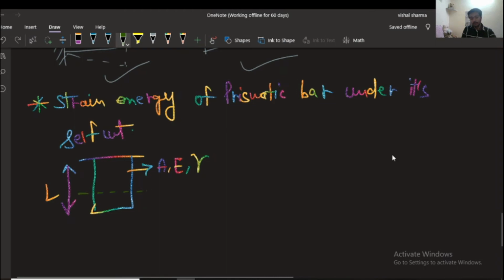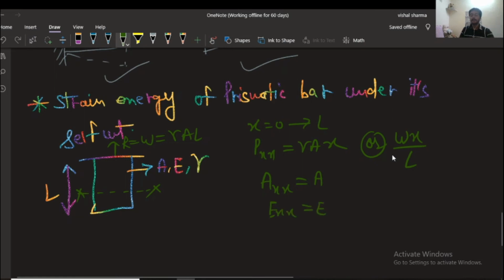Here I am taking the cross section. Due to the self weight, the reaction will be R equals W equals gamma AL. So at x from 0 to L, the load at the section xx is given by gamma Ax, or we can say Wx by L. And the area at the section xx will be A, because it is a uniform prismatic bar, and E at xx is equal to E, because for the prismatic beam the elastic constant will not change, as it is the property of the material.